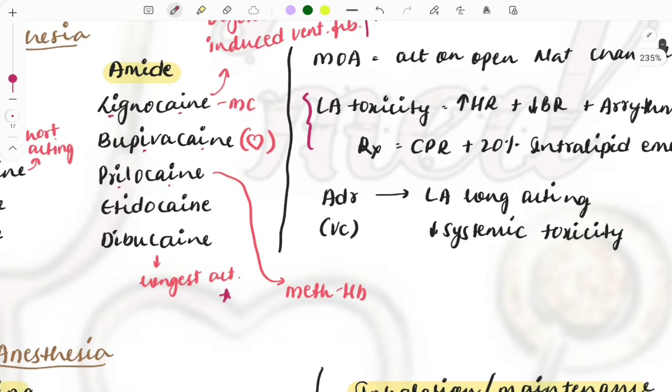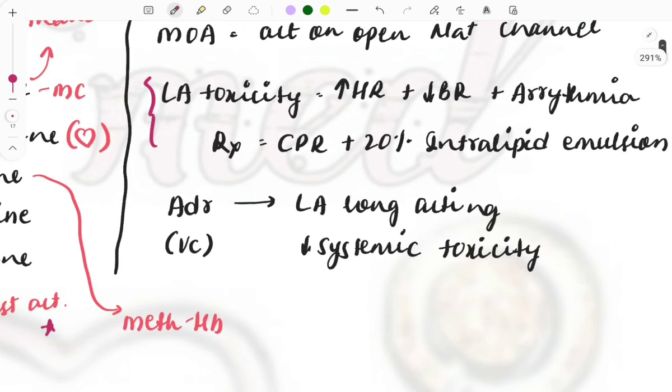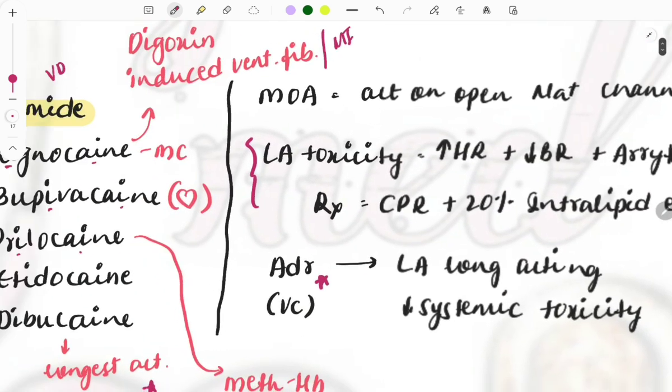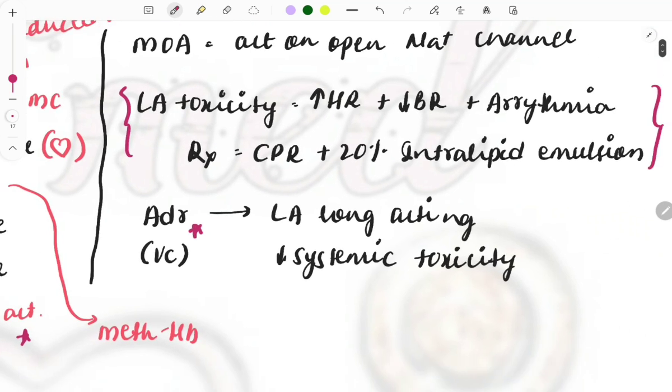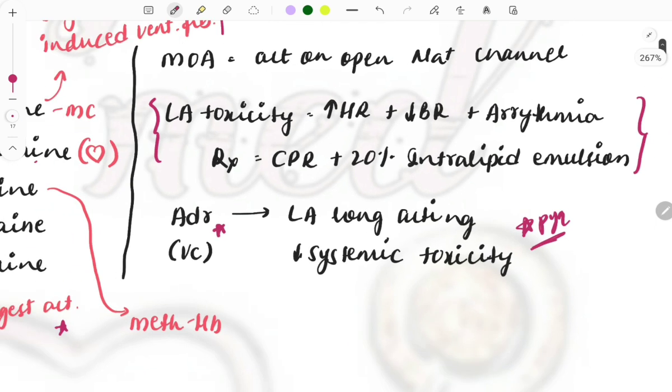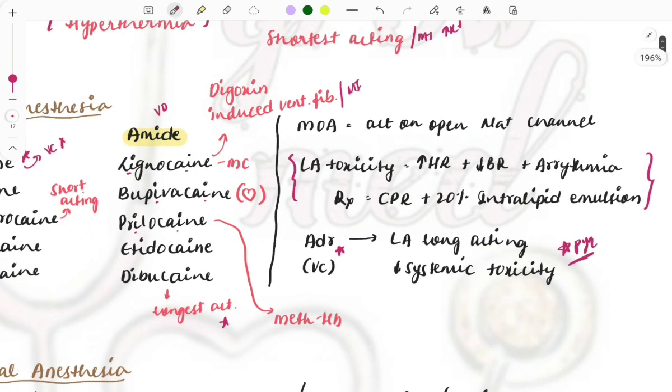So another important thing which you must remember is that for the local anesthetics we will be giving adrenaline to cause vasoconstriction, because all these local anesthetics are mainly vasodilators except cocaine. So cocaine is a vasoconstrictor, so along with this we will not be using adrenaline, but with the rest of the drugs we need to use adrenaline to make it long acting and to reduce the systemic toxicity. So this is also a PYQ, because questions are asked on this, that why will we be giving adrenaline along with the local anesthetic.